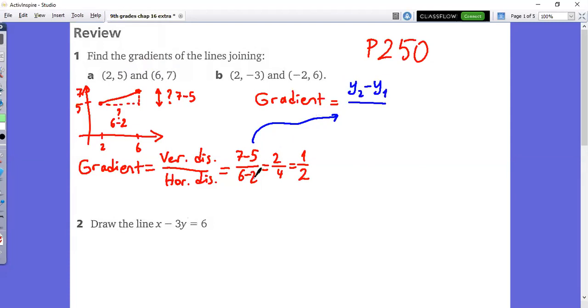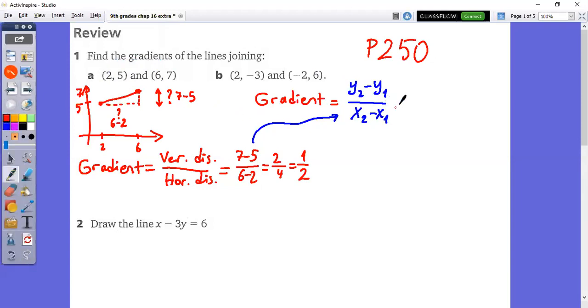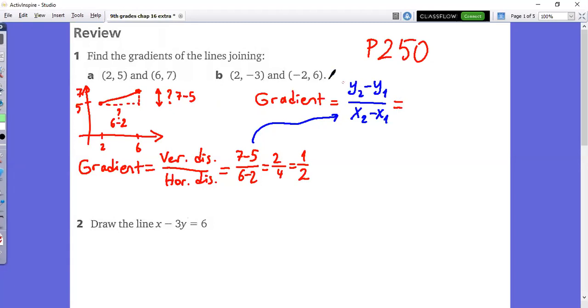And what are 6 and 2 here? We obtain horizontal distance with them. 6 and 2 are abscissae, the x coordinates of the points given. This is the first point. If we call 2 x1, 6 will be called x2. So x2 minus x1. We can generate a formula like this one. With the help of A, we generated a formula. So let's call these points (x1, y1) and (x2, y2).